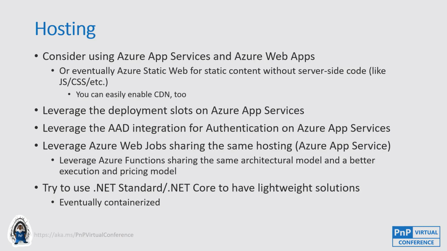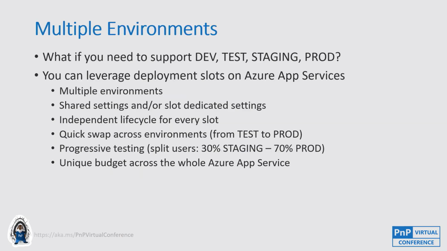Whenever you create an app service, a web app hosted in an app service, you should try to rely on .NET Standard and .NET Core to have a lightweight solution, eventually containerized in a container. Nowadays, if you are targeting SharePoint, you can use CSOM for .NET Standard, and soon we will also have the PnP Core SDK, which is a Graph-first SDK, which targets .NET Standard and .NET Core.